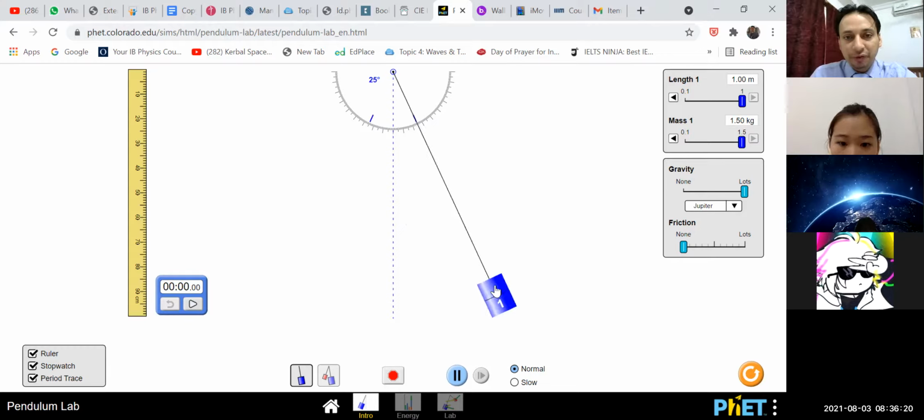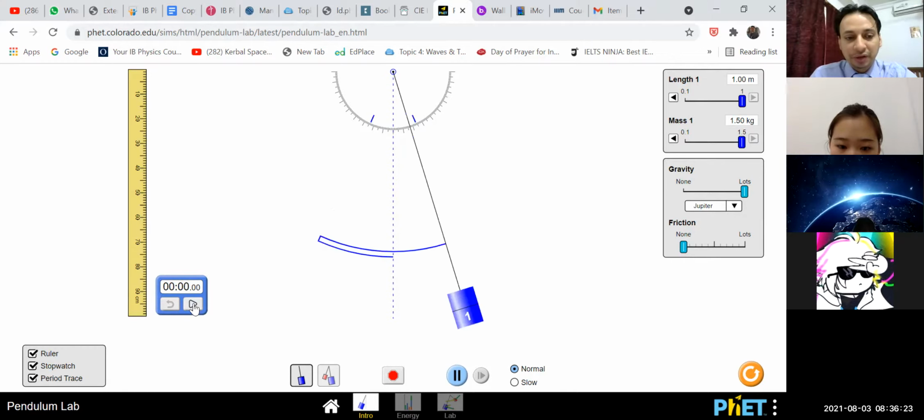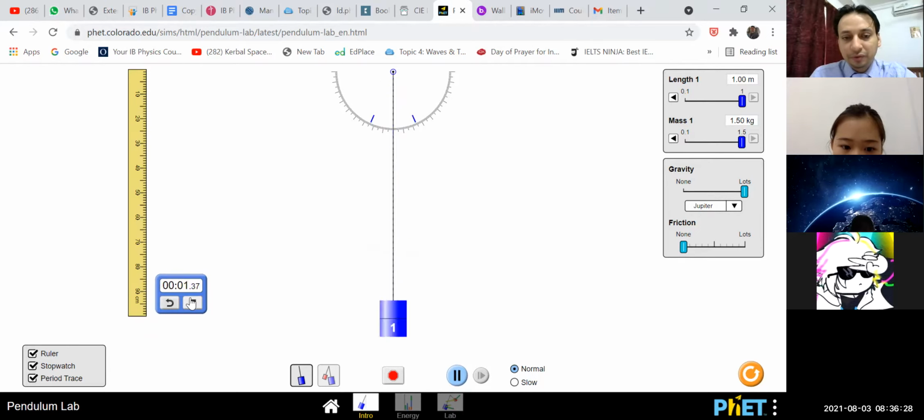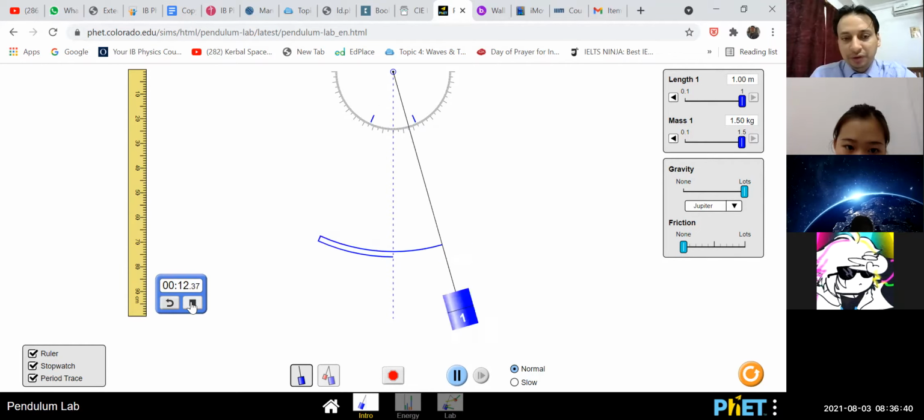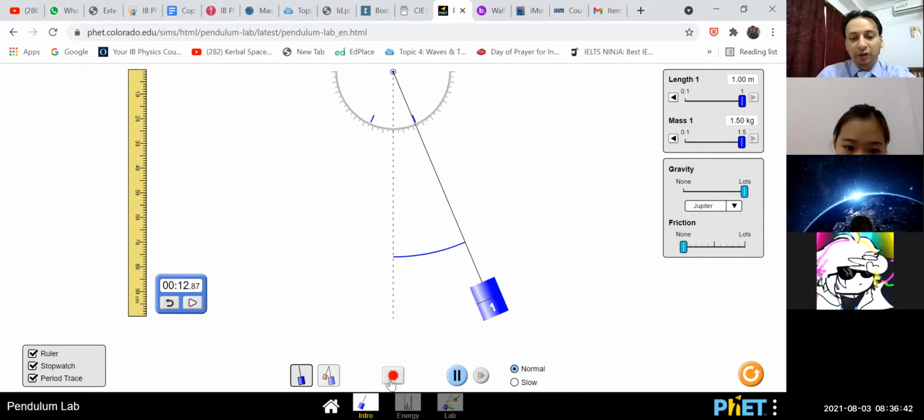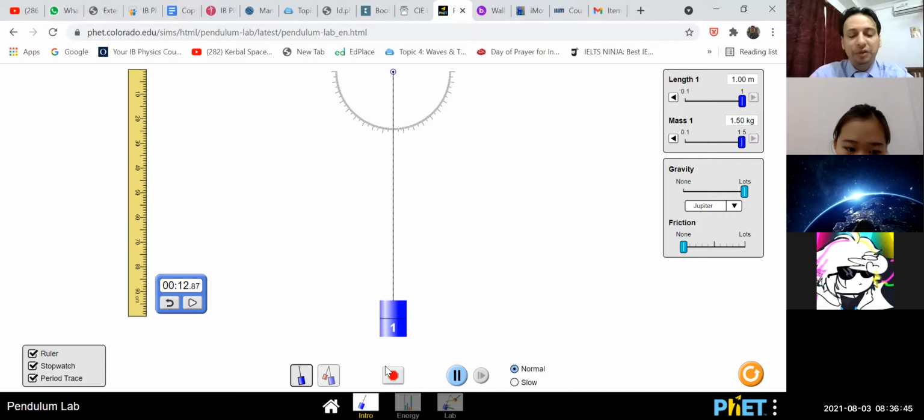Again, the same angle 25, release, and I want to measure. 1, 2, 3, 4, 5, 6, 7, 8, 9, 10. So around 12. If you do the same experiment one more time, maybe around 11 and 12. In the previous case, on the surface of Earth, it was around 13 point something. So let me check one more time whether it is exactly the same, 13 or 12.